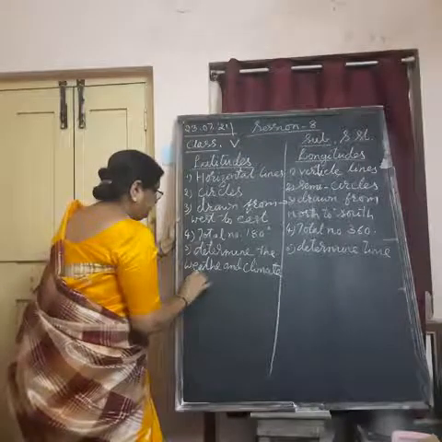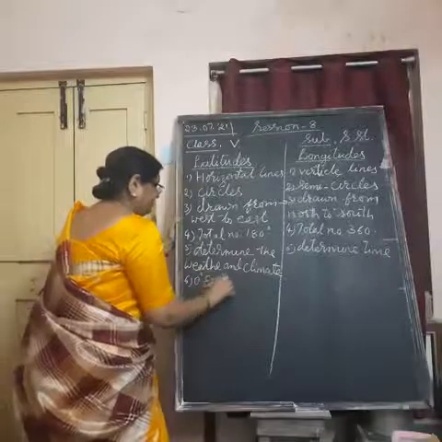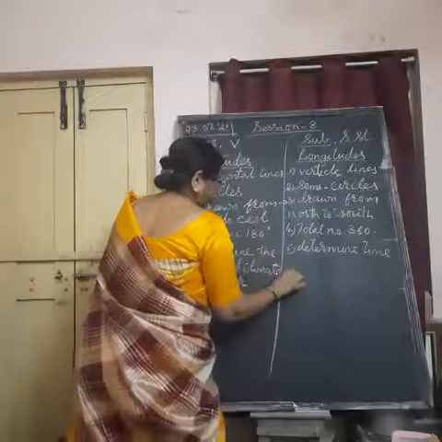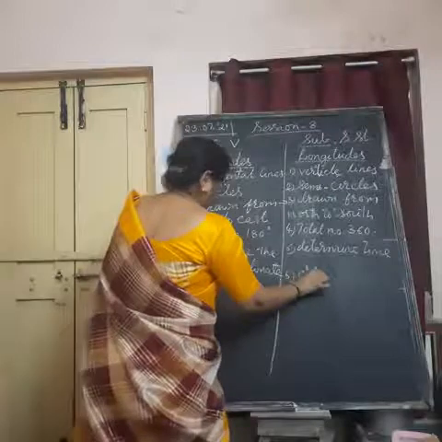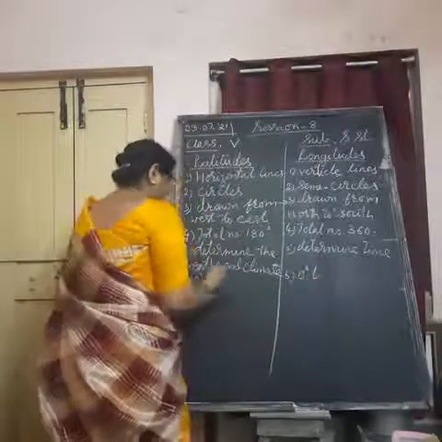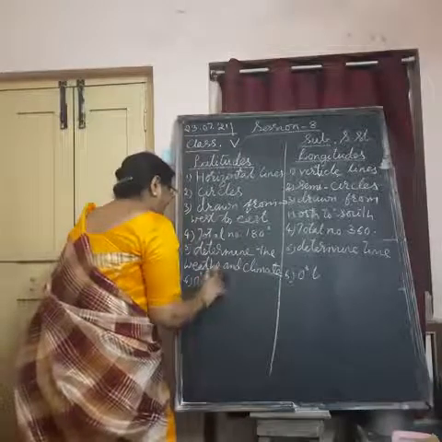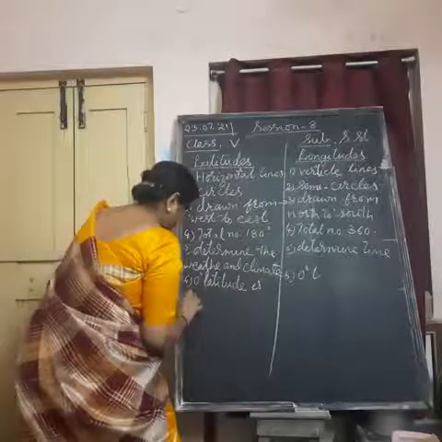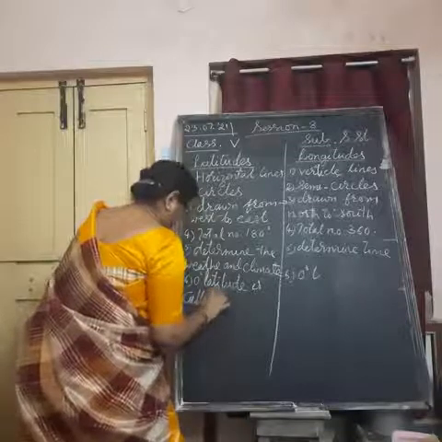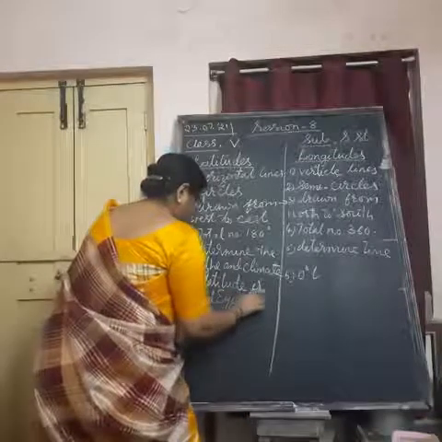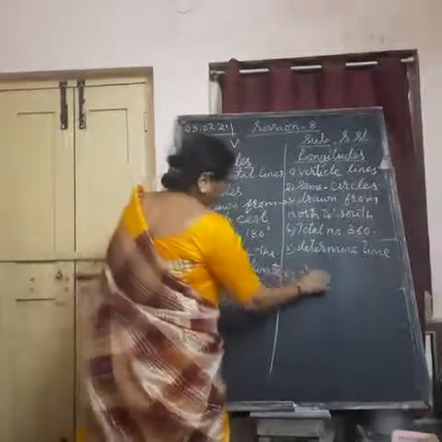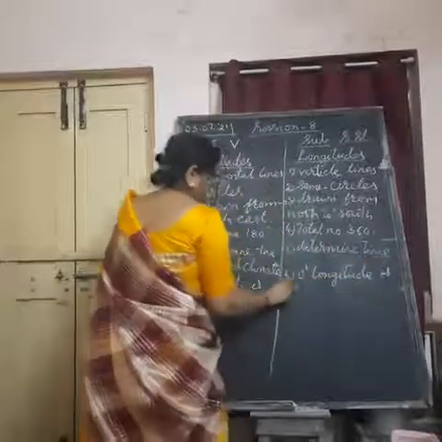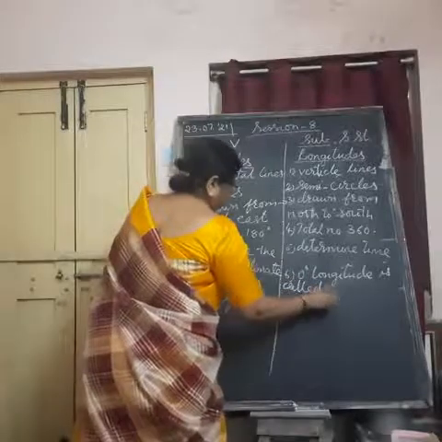Last one, 0 degree latitude is the equator, whereas 0 degree longitude is called the prime meridian.